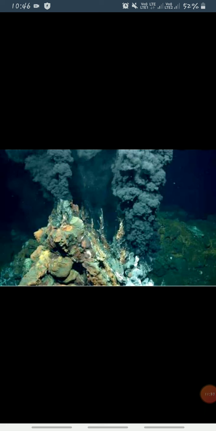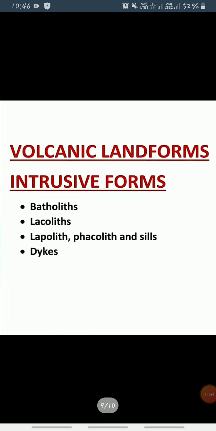Okay, so come to the next topic, which is volcanic landforms, and in this we will discuss the intrusive forms only. In volcanic landforms, these are some forms: batholiths, laccoliths, lapoliths, phacoliths, and sills and dikes. So we'll discuss all of these.